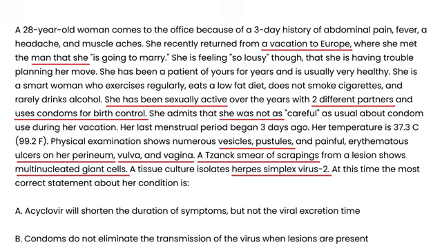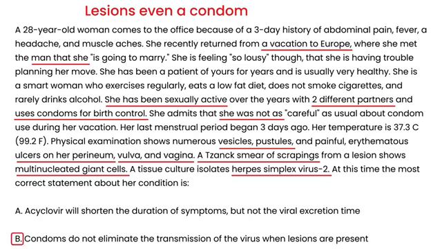Condoms do not eliminate the transmission of the virus when lesions are present. That is actually the correct statement, because transmission by skin-to-skin contact can occur even when a condom is used, because if the lesions are present, there still can be contact from person to person. Even with a condom, you can have skin-to-skin contact of the lesions. So B is the correct answer.